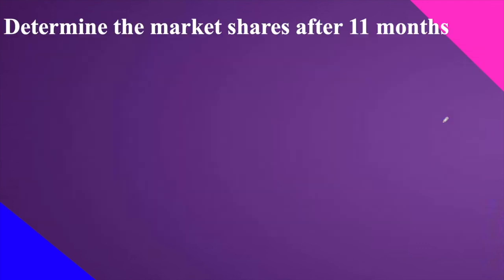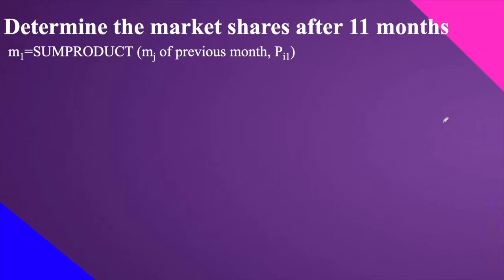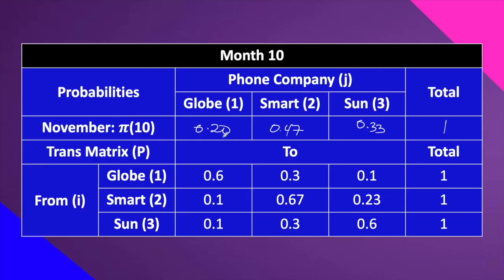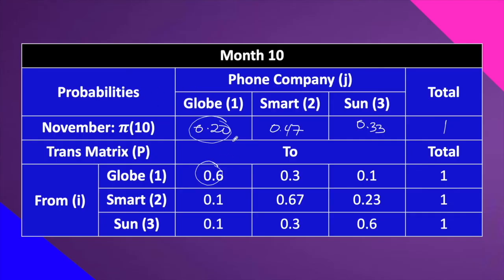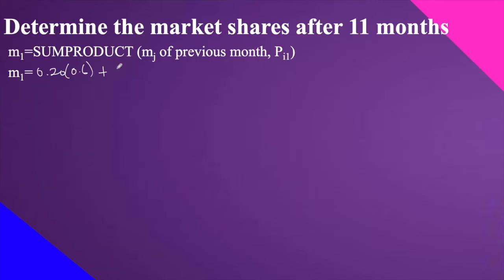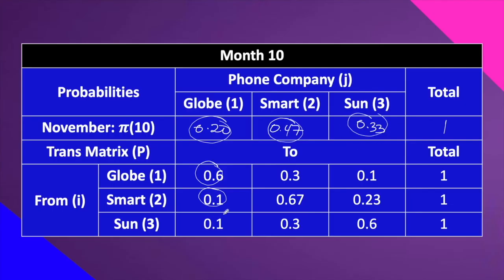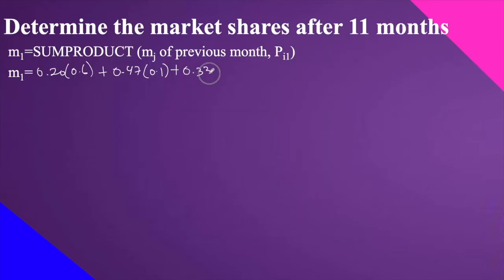So next na gagawin natin is to compute for the market shares after 11 months. So after 11 months, M sub 1 tayo. Sum product pa rin ito, no? Ito po, 0.20 times 0.6 plus 0.47 times 0.1 plus 0.33 times 0.1. This is equivalent to 0.20 or 20% market share of Globe after 11 months.